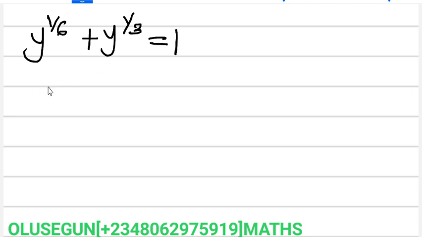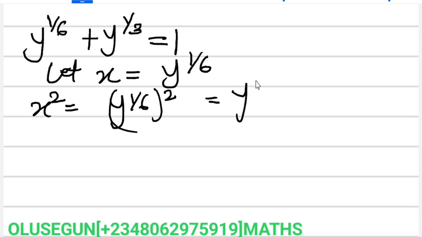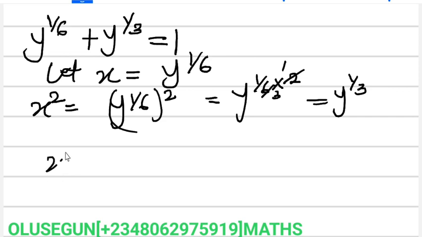So let x represent y⁻⁴. So when we square the value of x, it will be y⁻⁴ times 2, so 2 here, 1, 2 here, 3, to give you y⁻⁶. So meaning that x squared is equal to y⁻⁶. So this is the value of x.